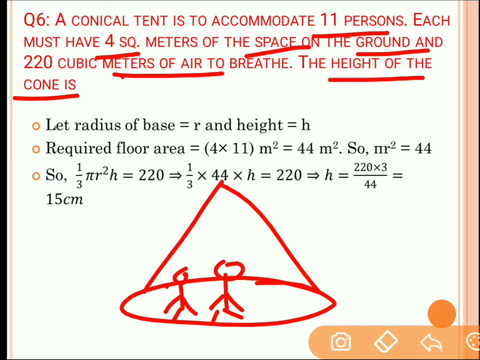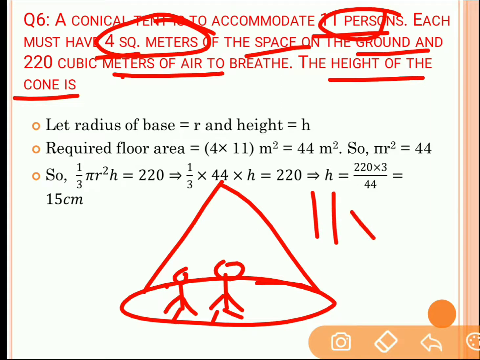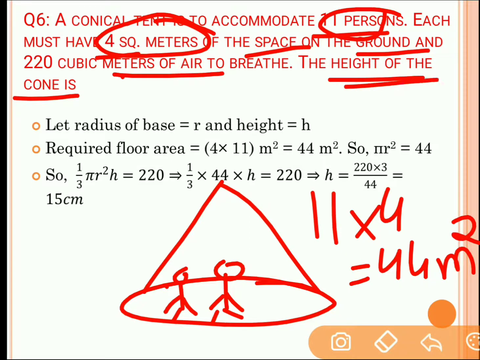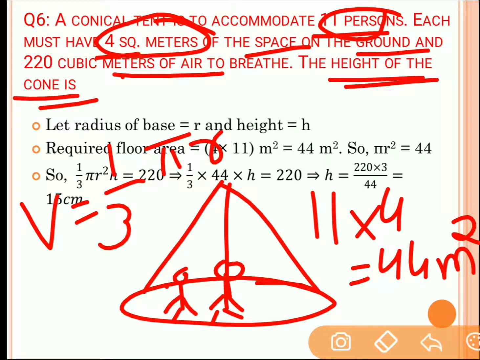Each person occupies an area of 4 square meter. So the area occupied by one person is 4 square meter and there are total 11 persons. So the total area occupied by these 11 persons is what? 11 into 4, which is equal to 44 meter square. Now we need to find out the height of the cone. We know that volume of the cone is equal to what? 1 by 3 pi r square h.